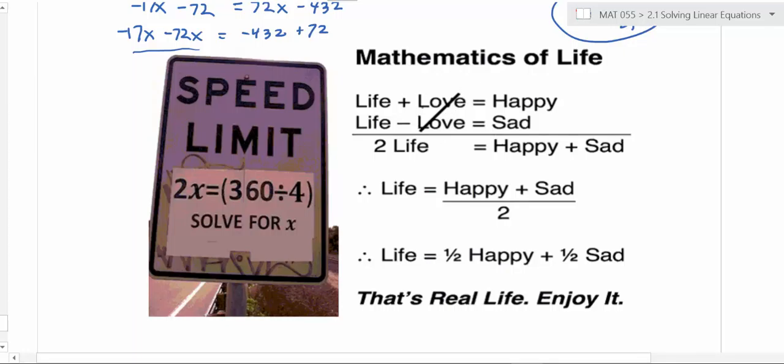All right, this next one, I like this one. This one's funny to me. So life plus love equals happy. Life minus love equals sad. That crosses out. 2 lives equals happy plus sad. Therefore, if you divide both sides by 2, you get life is equal to 1/2 happy plus 1/2 sad. How cool is that?